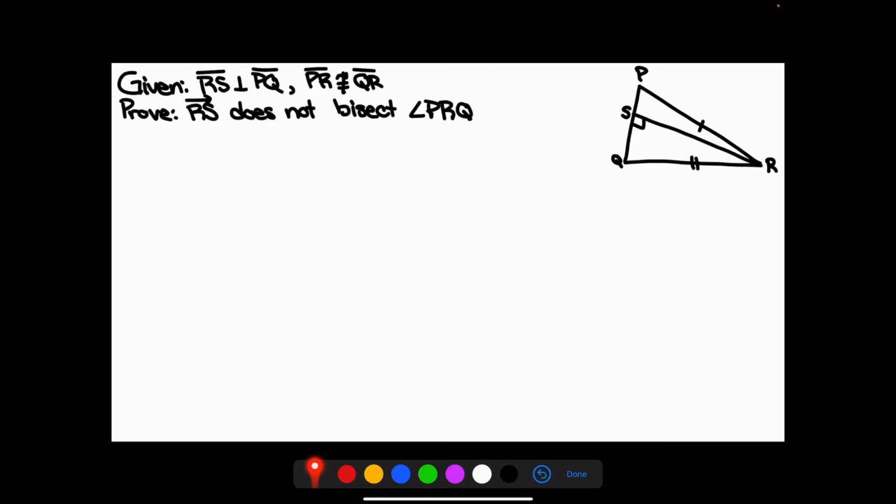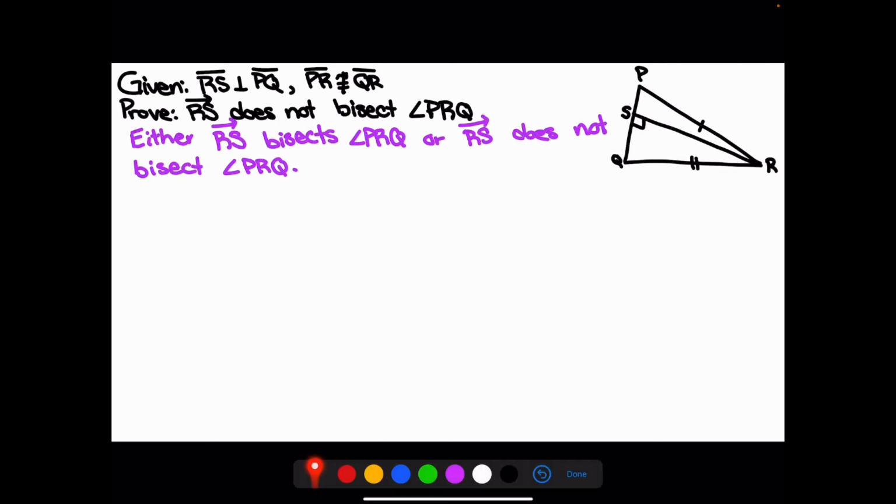In this one, RS is perpendicular to PQ, so they intersect at 90 degrees. PR is not congruent to QR. We want to prove that RS does not bisect angle PRQ. So we start off with our two options. Either RS does not bisect angle PRQ, or RS does bisect angle PRQ. Those are our only two options.